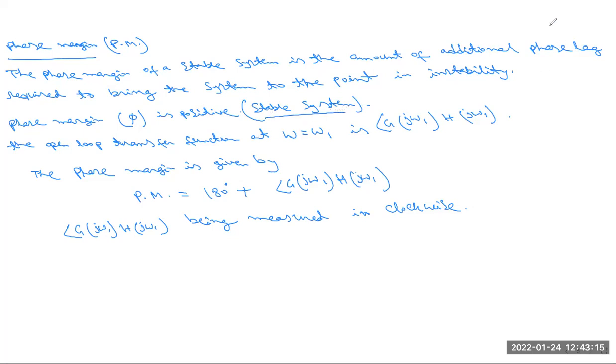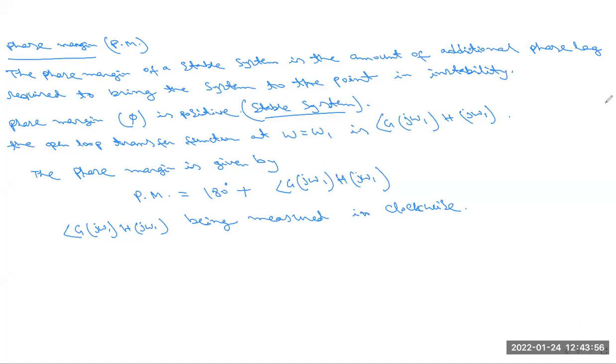So in that case we have omega equals omega 1 and the angle of G(j omega) H(j omega). So what is the basic equation of the phase margin? That is PM equals 180 degrees plus the angle of G(j omega) H(j omega), and this angle you have to measure in the clockwise direction. So this frequency omega 1, at which the Nyquist plot crosses the unit circle, is known as the gain crossover frequency.